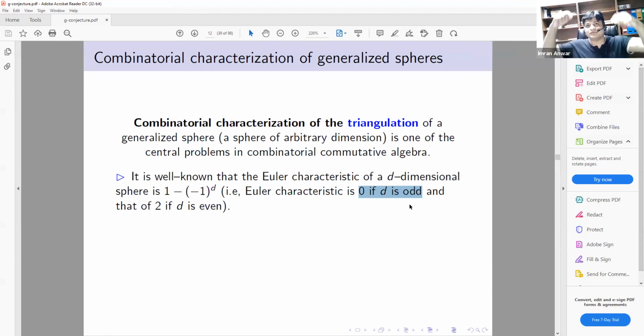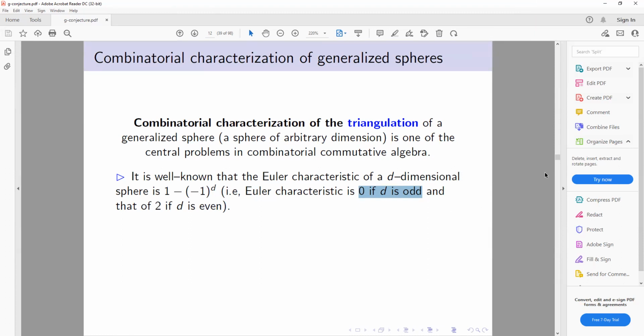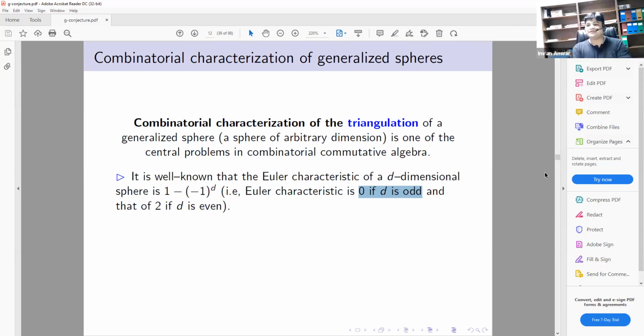Similarly, for S2, you need four points and you get a tetrahedron. For the tetrahedron, count the number of vertices, count the number of edges, so vertices minus edges, and then you get the two-dimensional faces, and you add them together. This is the way to calculate the Euler characteristic. The surprising fact is that the Euler characteristic of a sphere is either 0 or 2. For odd dimension this is always 0, and otherwise it is 2. This was a well-known result by Euler, and everyone who has studied a course in algebraic topology knows about this particular result.